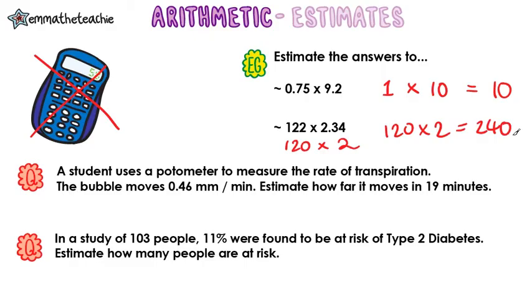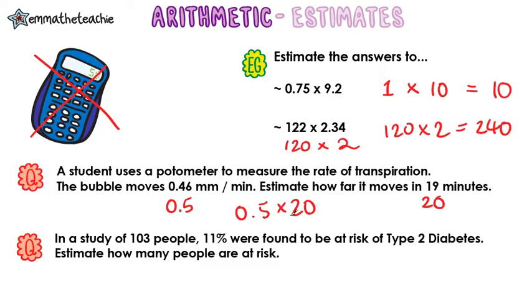Ready to go through them? Okay, a student uses a potometer to measure the rate of transpiration. The bubble moves 0.46 millimeters per minute. Estimate how far it moves in 19 minutes. Well, starting with that, we could round that instead to 20. And 0.46, we could probably round that to a half, or 0.5. So it moves half a millimeter every minute for 20 minutes. So we multiply them together.